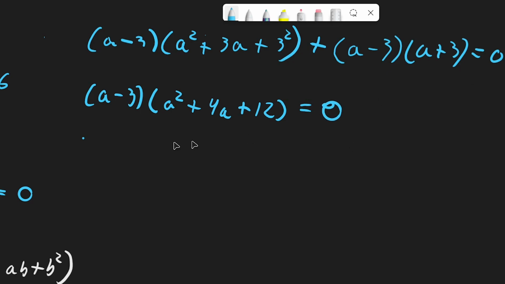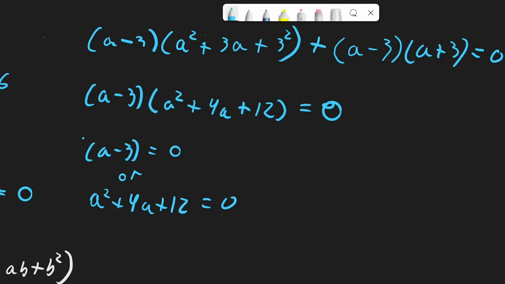And if we look at this, now we see that we have two things multiplied together, which makes 0. So that means that either a minus 3 equals 0, or a squared plus 4a plus 12 equals 0. The first one, we have already solved, that's 3. So the last two solutions come from this.